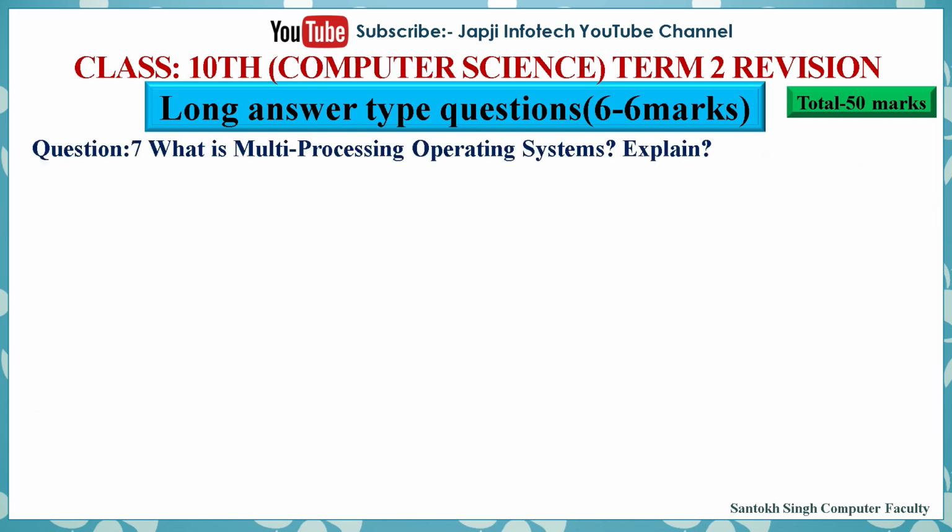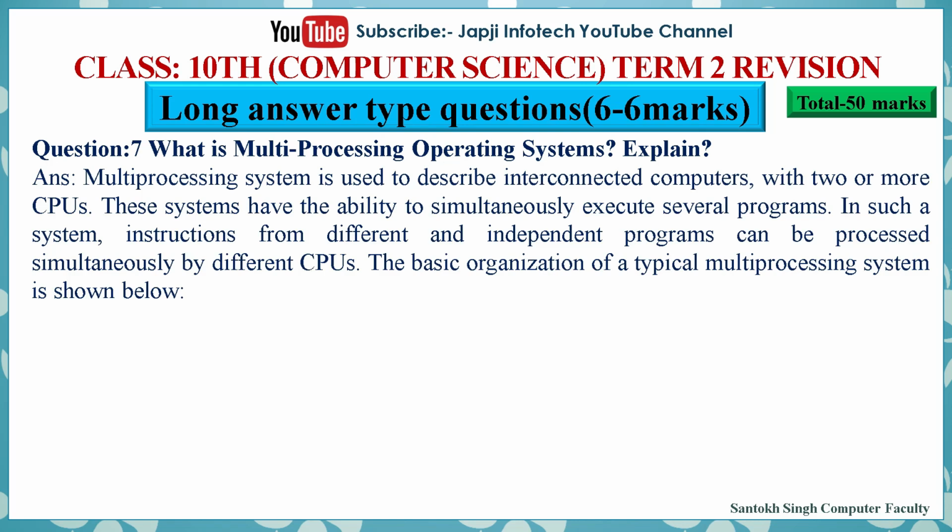And the seventh question is, what is multi-processing operating system? Explain. So a multi-processing system is used to describe interconnected computers with two or more CPUs. These systems have the ability to simultaneously execute several programs. In such a system, instructions from different and independent programs can be processed simultaneously by different CPUs. The basic organization of a typical multiprocessing system is shown below.